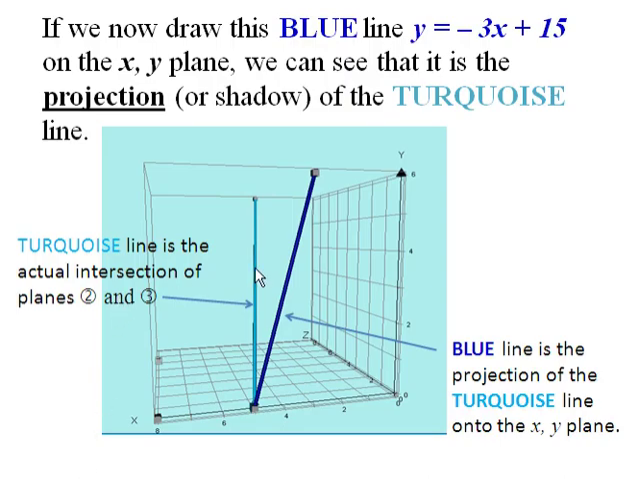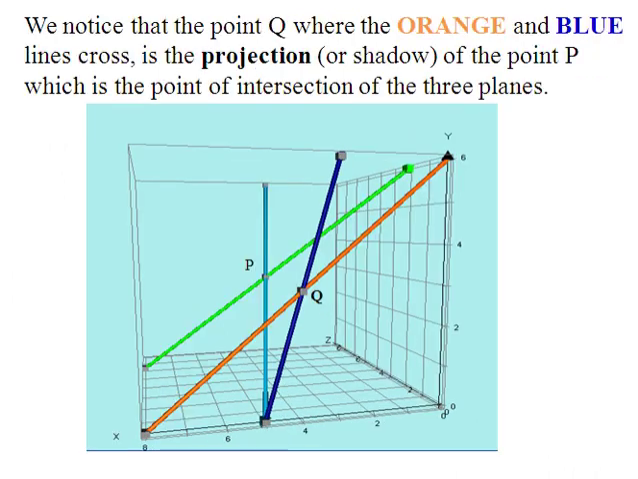Here is the intersection of planes 2 and 3, and this is its projection onto the xy plane. Here we see both projections onto the xy plane. Now P is the actual point of intersection of all three planes, and we can see that Q is the projection of P onto the xy plane.